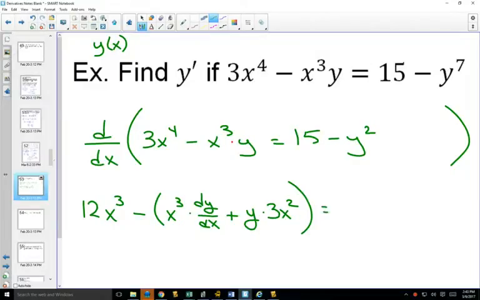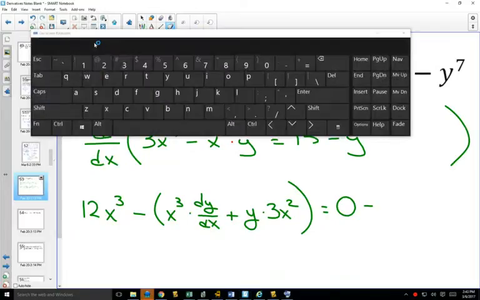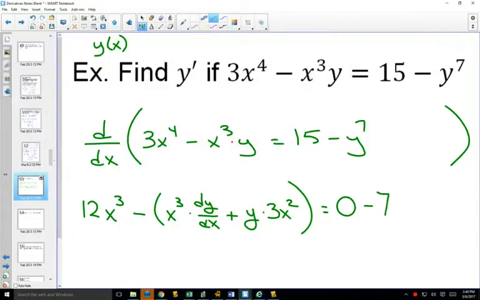Equals, the derivative of 15 is 0. The derivative of y to the 7th, again, it's a chain rule. So bring the 7 out in front, subtract 1 from the exponent, and then the derivative of the inside is dy/dx.